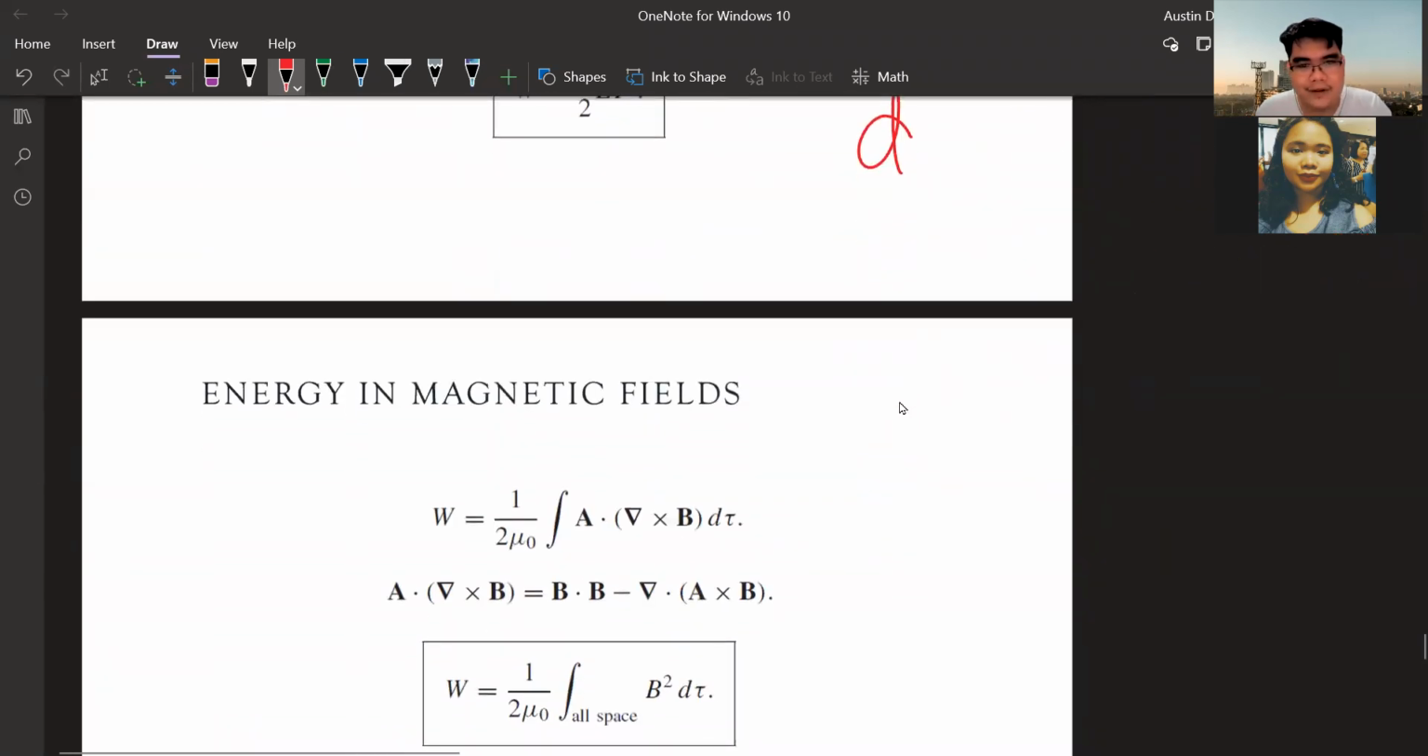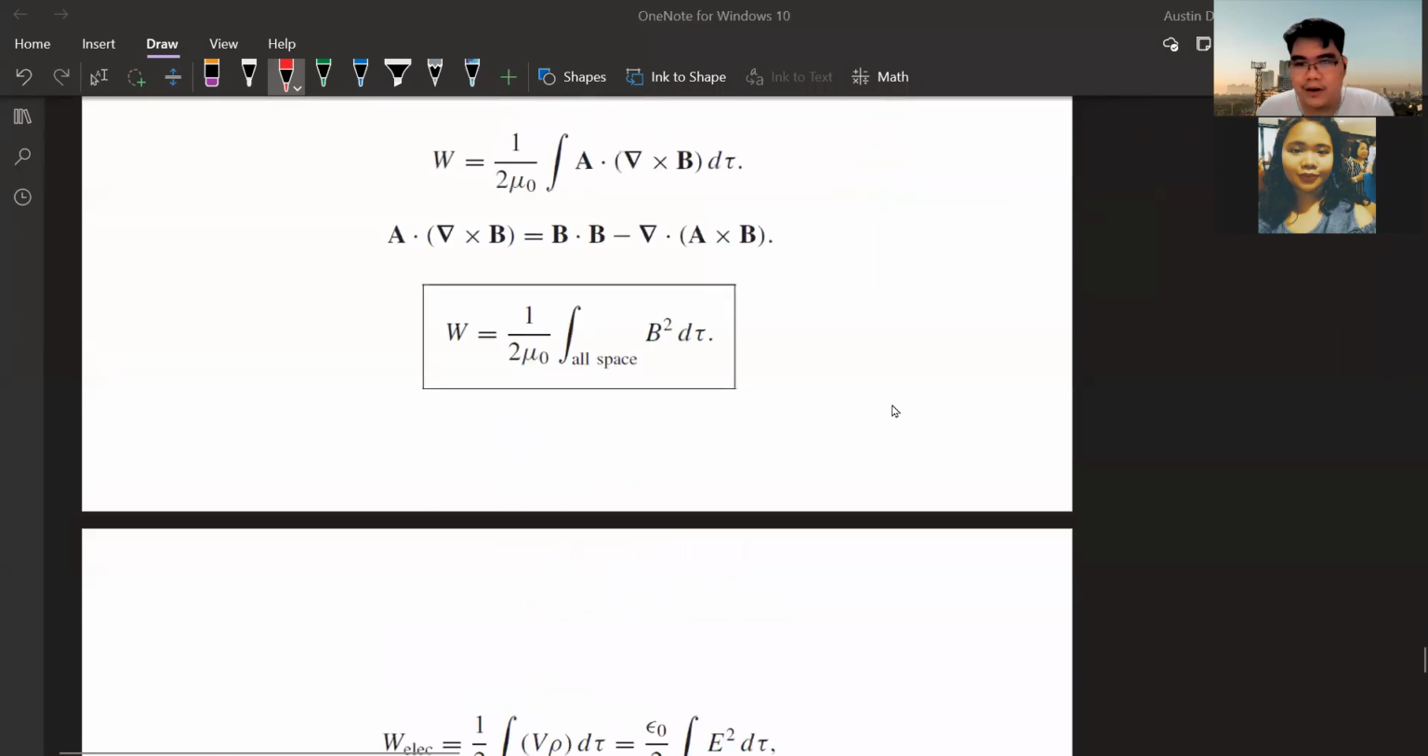However, let's try in general to get the work na pinoproduce ng magnetic field. Okay. Let's do that.